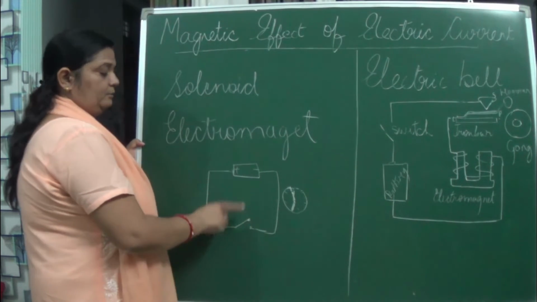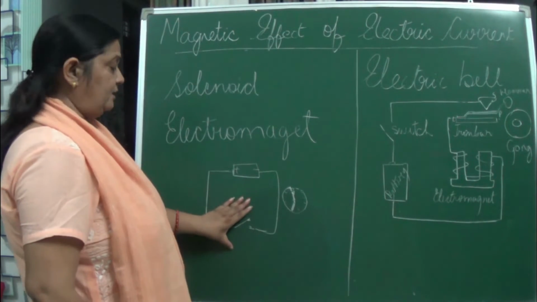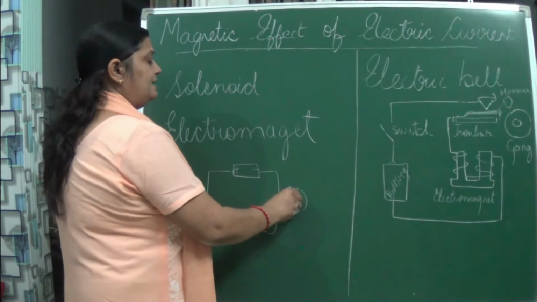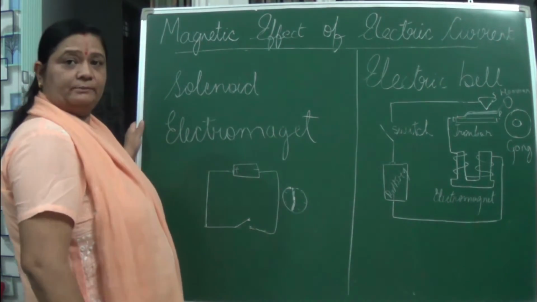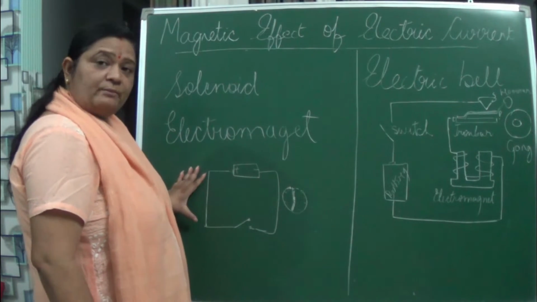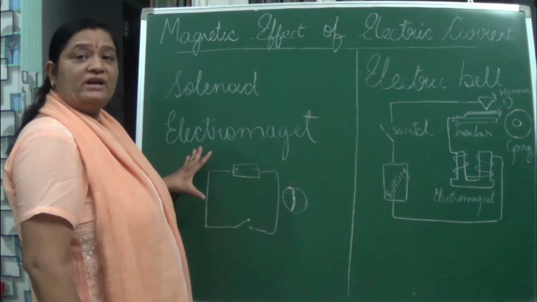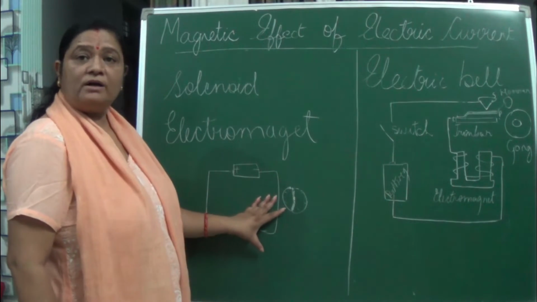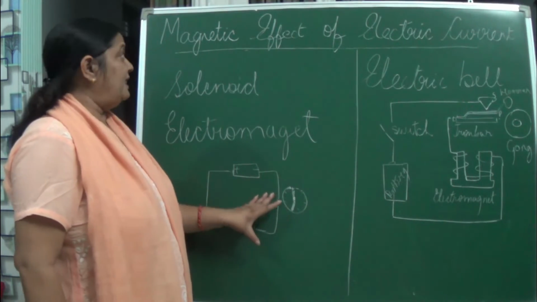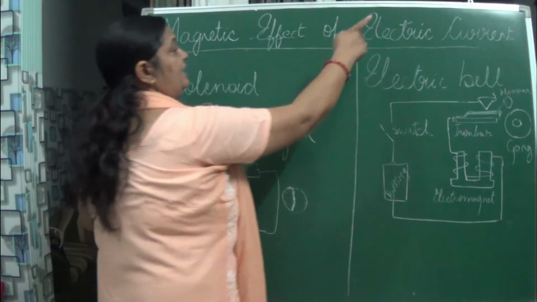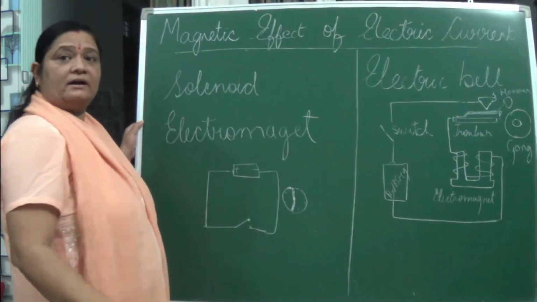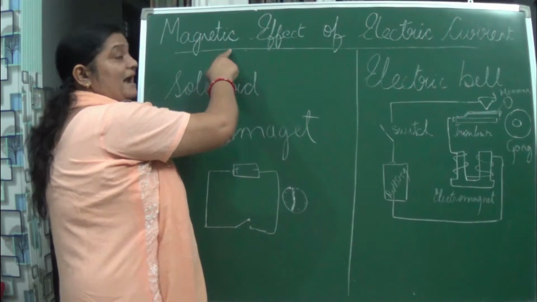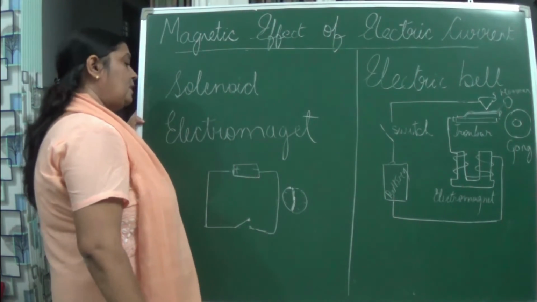Now the next step. What I have done here now is that this is not a closed circuit. Then you see that the compass remains in its original position. So this experiment proves that when electricity flows through a conductor, it produces a magnetic effect. And this is the magnetic effect of electric current. When electric current passes through a conductor, it produces magnetic effects.